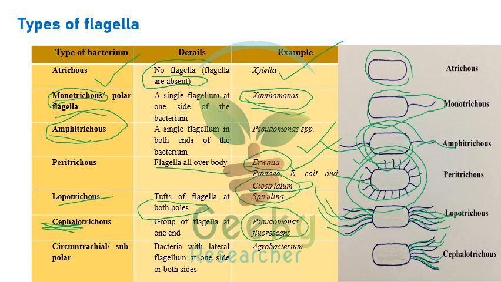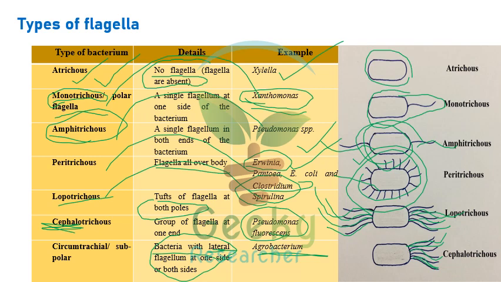The next one is circumtrichous flagella or subpolar flagella, which means flagella are present on one side or both sides. The example is Agrobacterium. On the lateral side, we can clearly observe lateral flagella, meaning the flagella will be on the lateral side. Let me go over it once again, because it's very important. Atrichous flagella, example is Xylella. Monotrichous or polar flagella, Xanthomonas. Amphitrichous, Pseudomonas. Peritrichous, Erwinia, Pantoea, Escherichia coli, and Clostridium are the examples. Lophotrichous, Spirillum. Cephalotrichous, Pseudomonas fluorescens. And circumtrichous or subpolar flagella, the example is Agrobacterium.